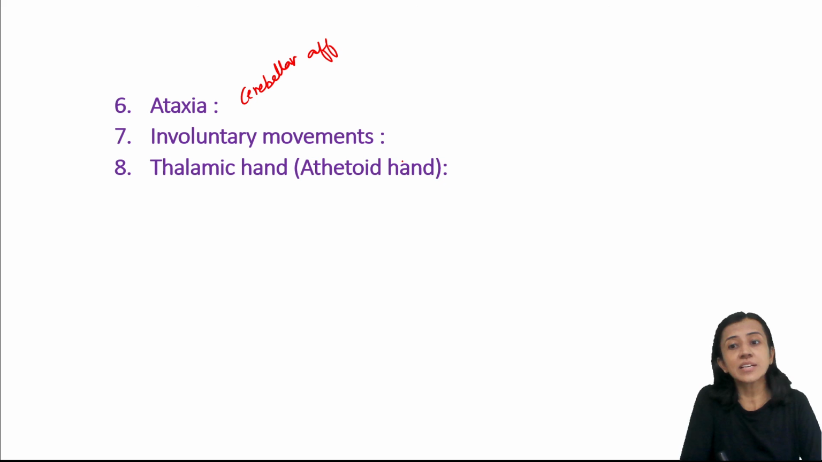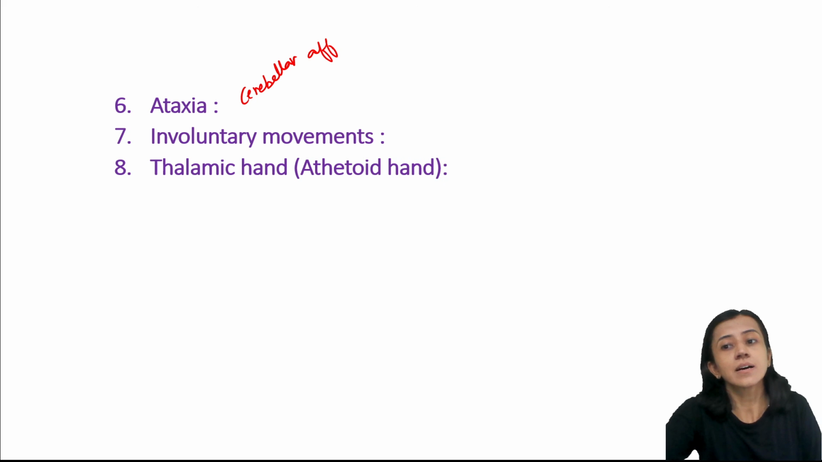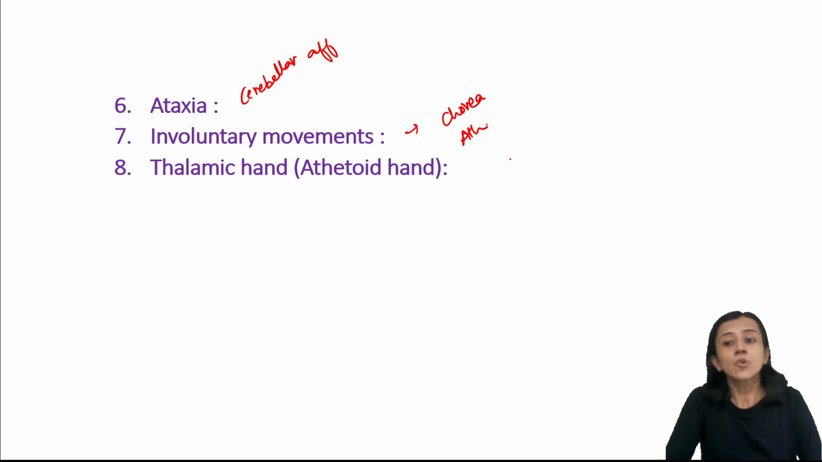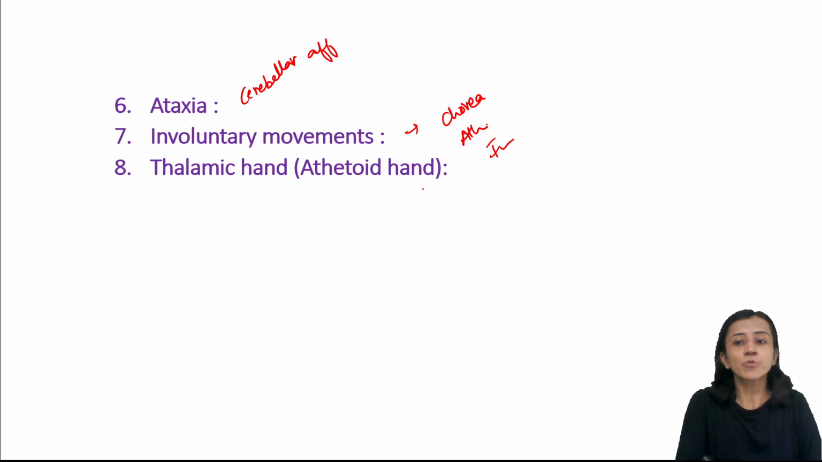Then involuntary movements like those present in basal ganglia lesion, like chorea and athetosis. This kind of movements are present. Chorea is a quick jerky movement. Athetosis is a slow writhing movement. As well as tremors are also present. Here the tremors are intention tremor. Then the thalamic hand, that is a particular abnormal posture of the hand.